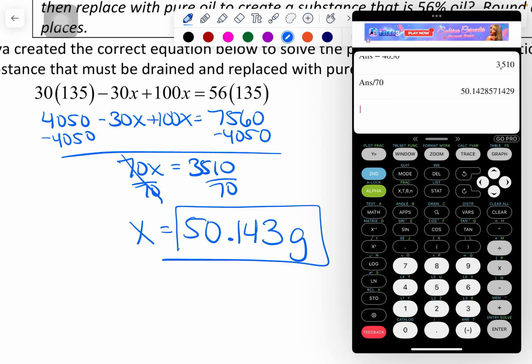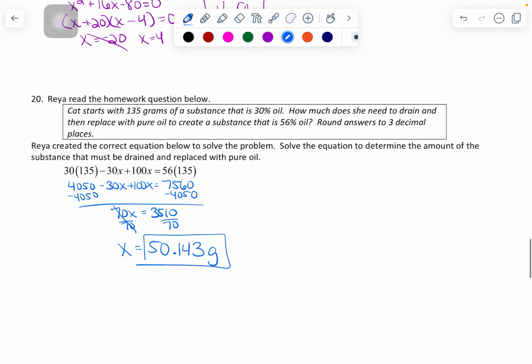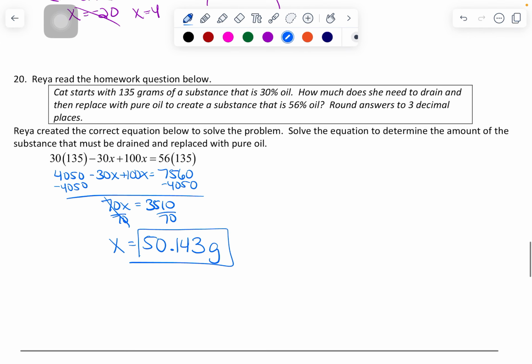All right, I believe that is the last question for Standard 5. It is. So let me know if you have any questions or concerns. I'll pop up a separate video at some point for Standard 7.